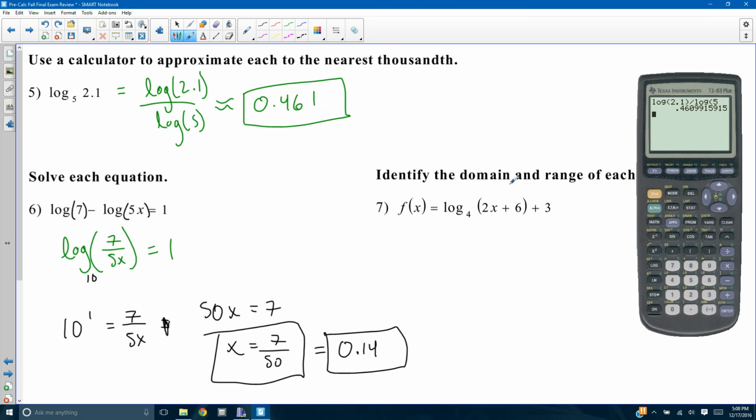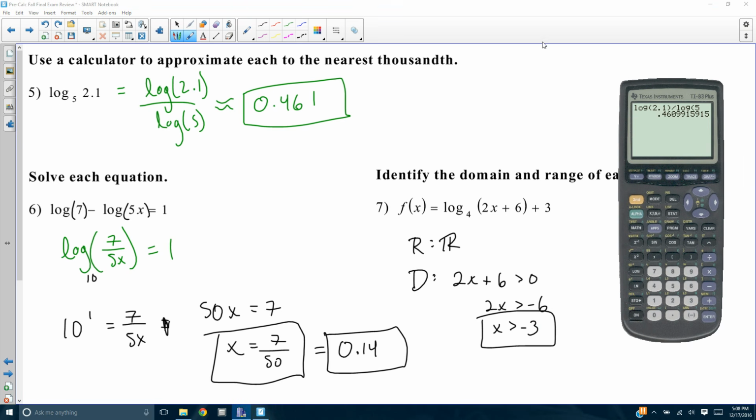All right, identify the domain and range of each. Okay, so first of all, range is going to be all real numbers. I've already mentioned that before. That's for all logarithmic equations, just like how the inverse, exponentials, have a domain of all real numbers. The domain is once again saying that this guy that I take the log of has to be greater than 0, has to be positive. 2x plus 6 is greater than 0, so 2x is greater than negative 6, so x is greater than negative 3. That's your domain. Anything that's greater than negative 3 will give me the log of a positive number, and all will be good. Make sure I don't have to evaluate. Okay, so nothing else there. Awesome.